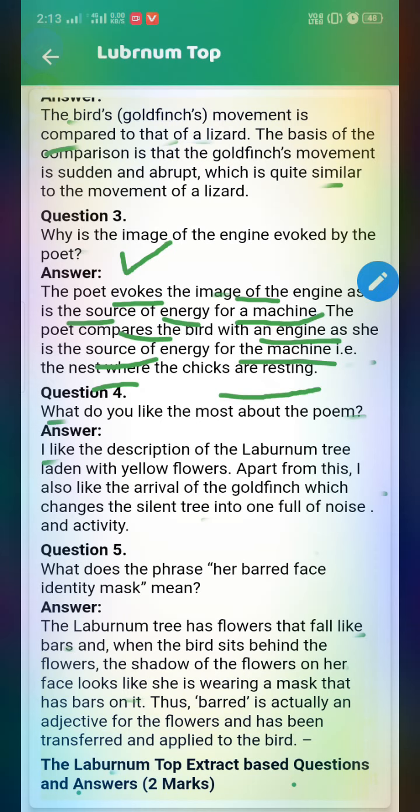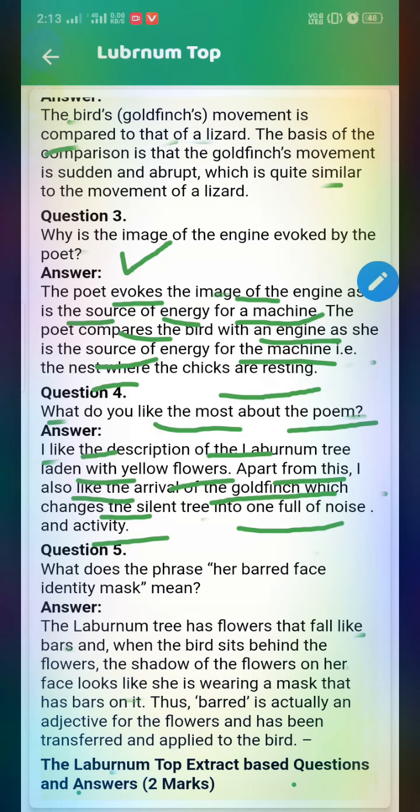Fourth question: what do you like the most about the poem? Answer: I like the description of the laburnum tree laden with yellow flowers. Apart from this, I also like the arrival of the goldfinch, which changes the silent tree into one of full noise and activity. This is adorable, that the goldfinch comes to the tree and it gets pleasure.